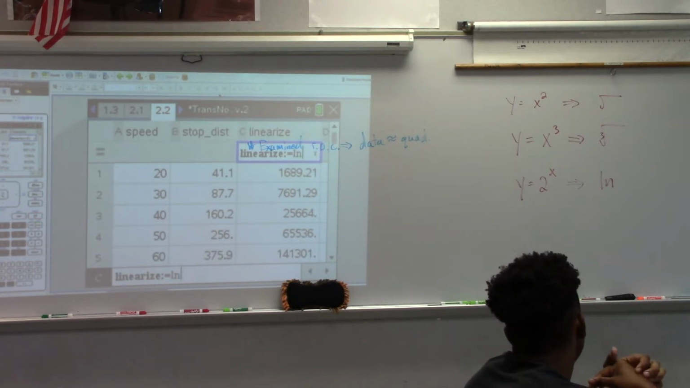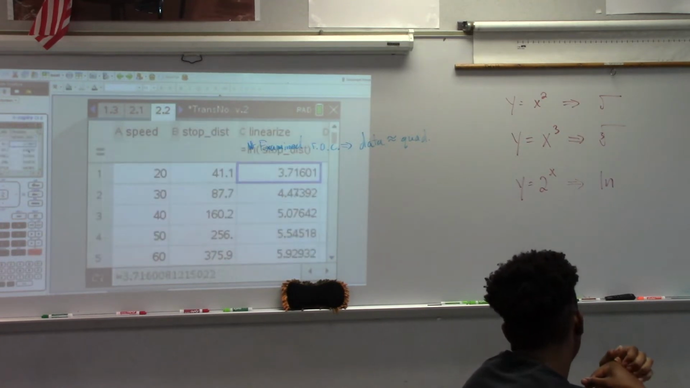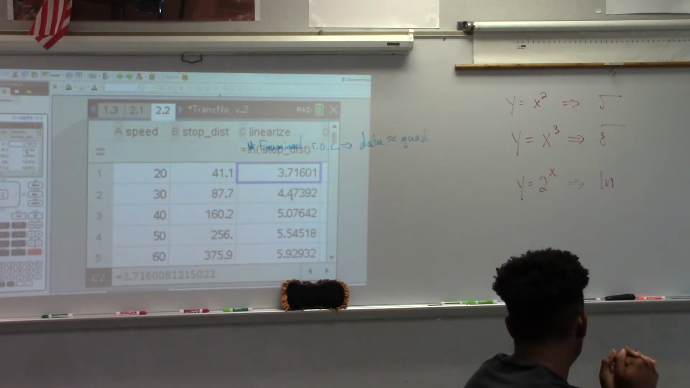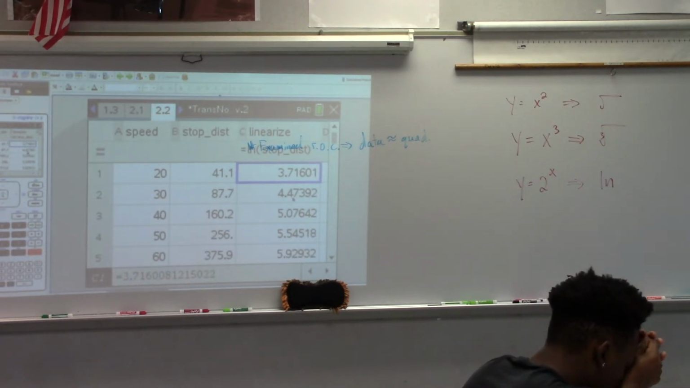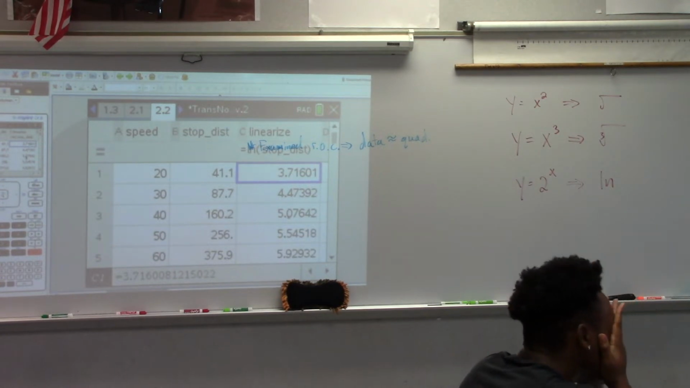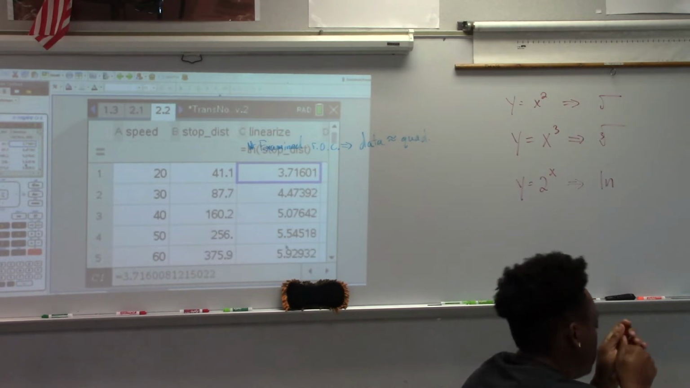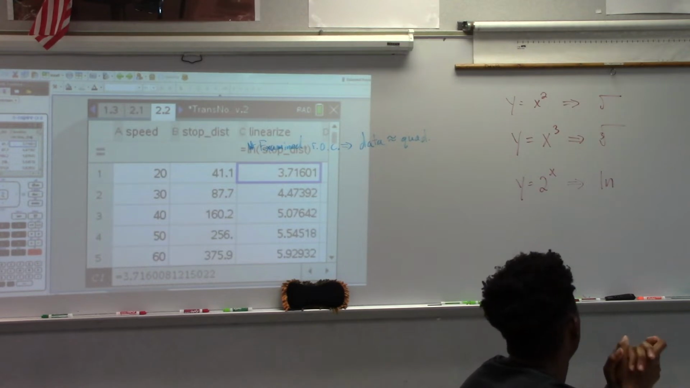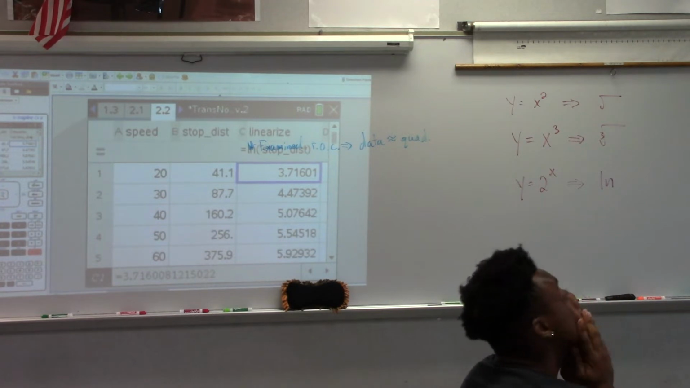What about if I took, remember we said the natural log is an option. So ln of the stopping distance. So to go from 3.71 to 4.47 is about 0.7, right? But then when I look at 4.47 to 5.0, is that adding 0.7? No. So does that linearize the data well? No. So I want you to notice, if you use the wrong operation, it's not going to make the data linear. Does that make sense?